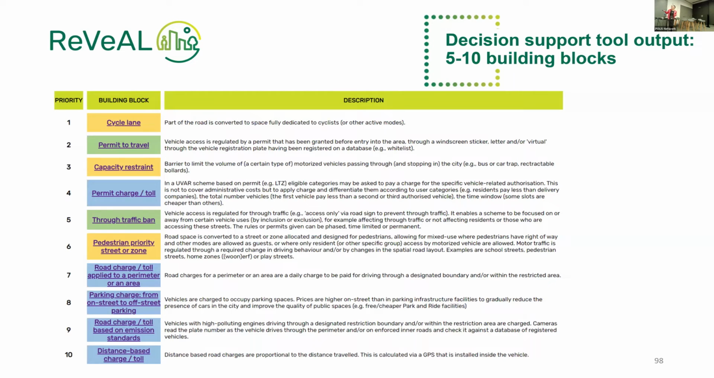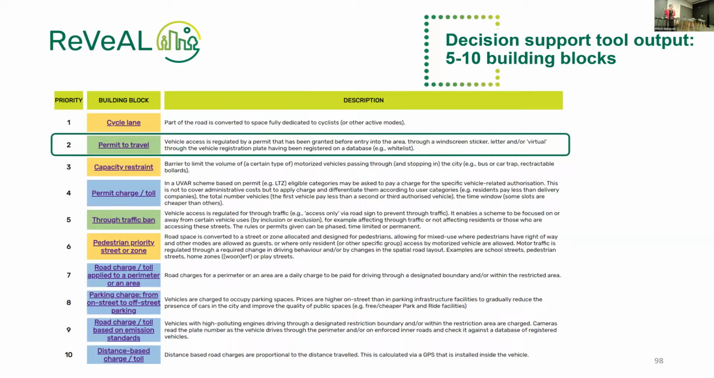And we come back to this again, and we've seen this, and this is my output for the city of Bremen when I put it in for the city center. So these were the 10 suggested building blocks offered to me. And I'm going to look at the permit to travel. So this is one of the building blocks that's been offered. And so I want to say, okay, what does this mean to me as the city of Bremen? I want to look into this in more detail.